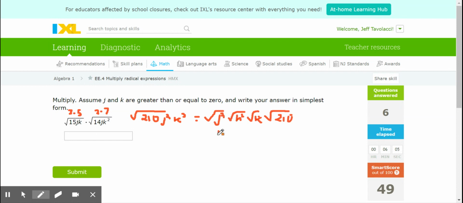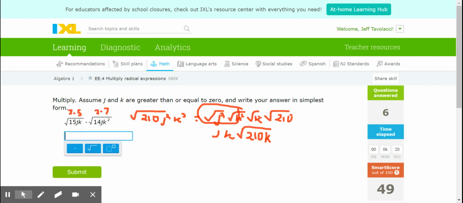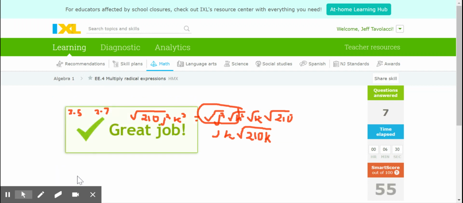Square root of j squared is j, square root of k squared is k, so those are going to stay on the outside. Okay, but underneath I'm still going to have 210k. So j and k will be on the outside. 210, we can't simplify in any way, so it's going to stay underneath, and 1k will stay underneath as well.